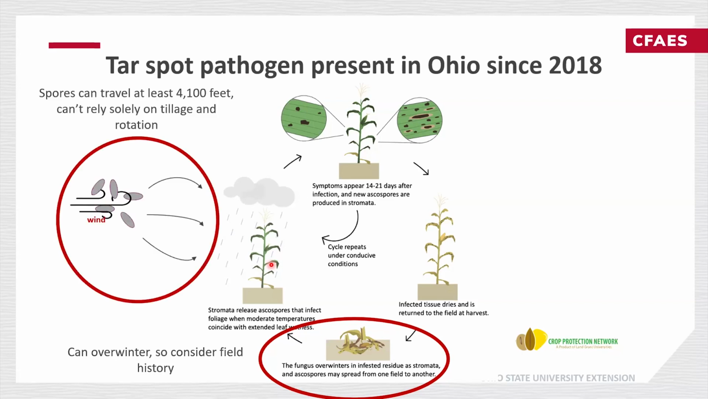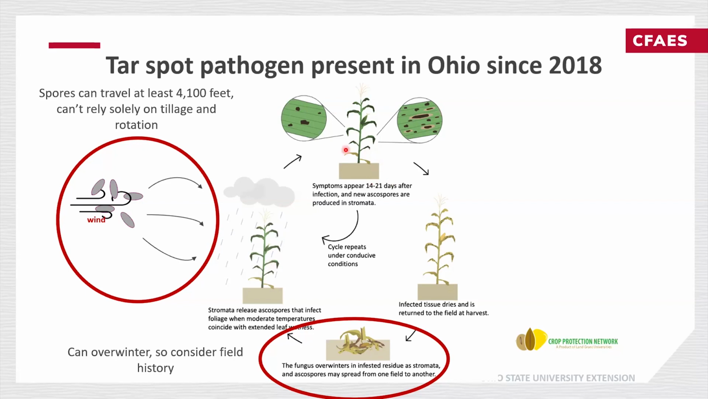or spore trapping data done by Dr. Pierce Paul, our corn and wheat pathologist, in collaboration with other pathologists across the Midwest. Their spore trapping data has also confirmed that these spores can travel in from neighboring fields, even neighboring states, traveling at least 4,000 feet. So we can have those spores come up from the debris or be blown in from neighboring locations. And when we have the right conditions, it can then infect the corn plant.